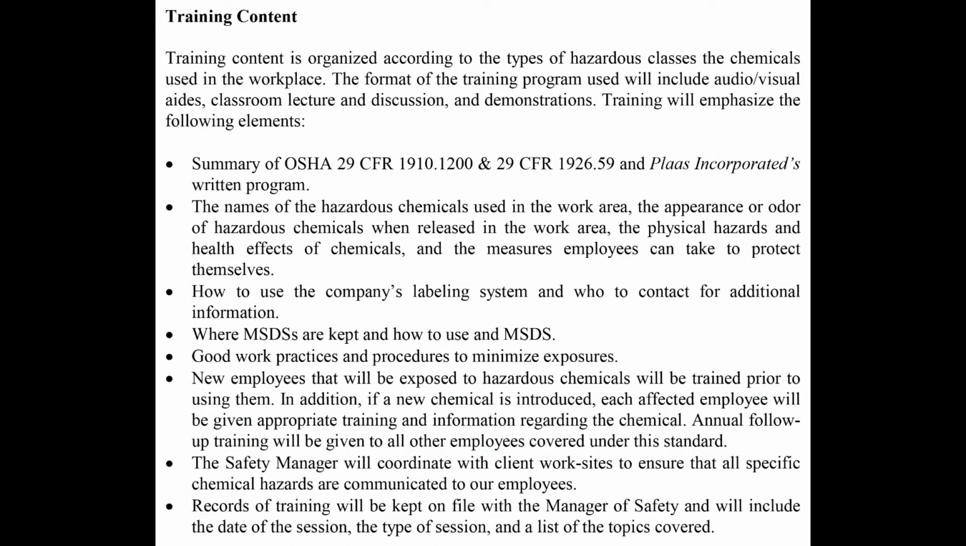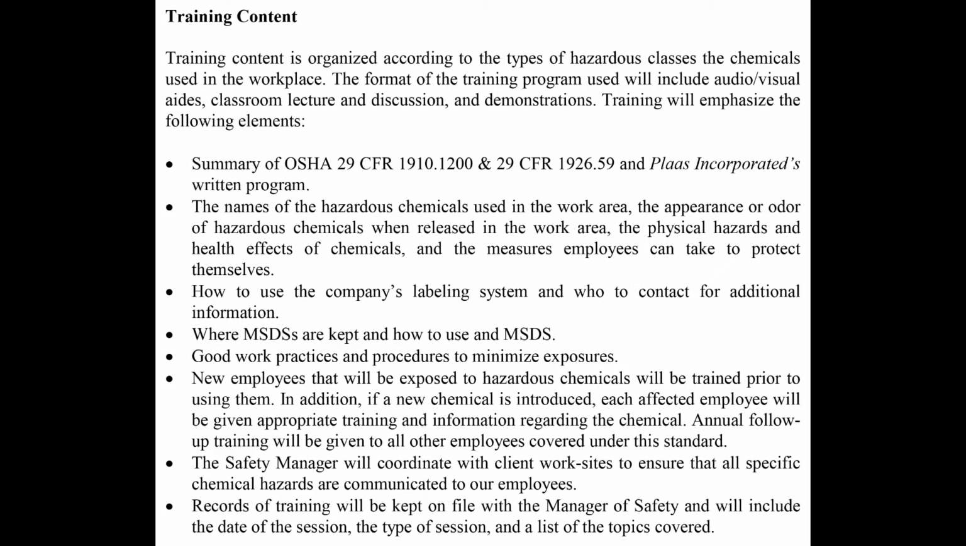Training content. The training content is organized according to the types of hazard classes of the chemicals used in the workplace. The format of the training program used will include audio-visual aids, classroom lecture and discussion, and demonstrations. Training will emphasize the following elements. Summary of OSHA 29 CFR 1910.1200, 29 CFR 1926.59, and Plaas Incorporated's written program.